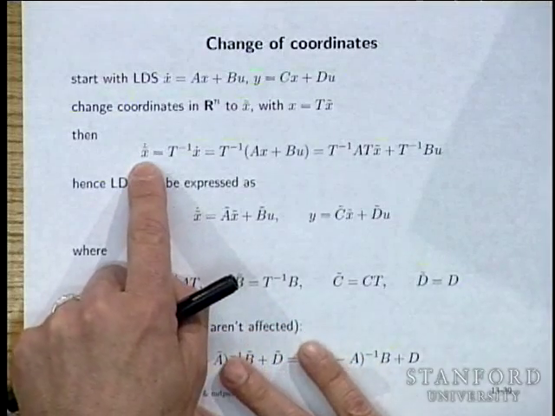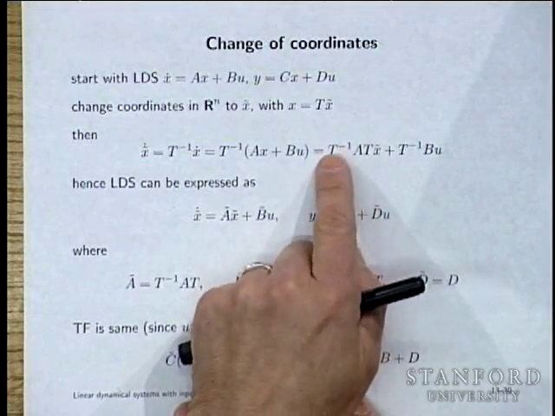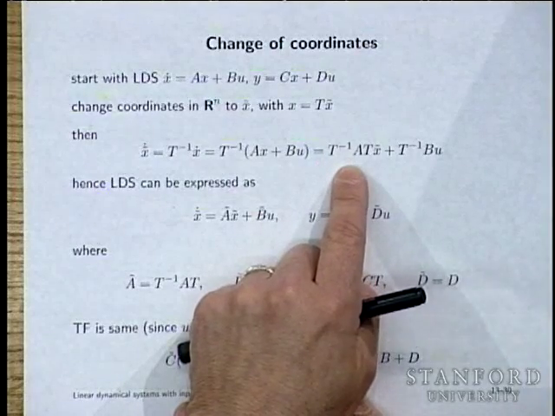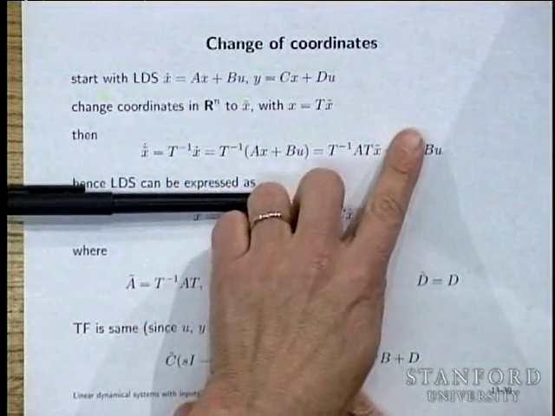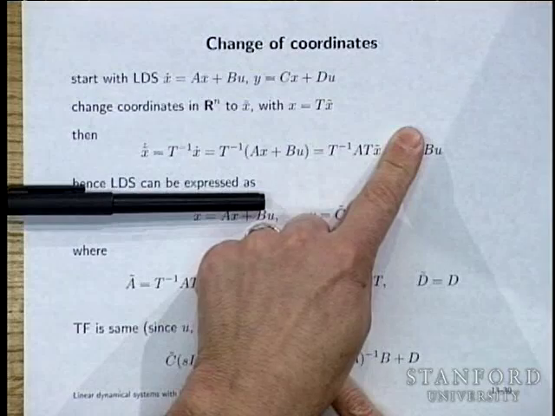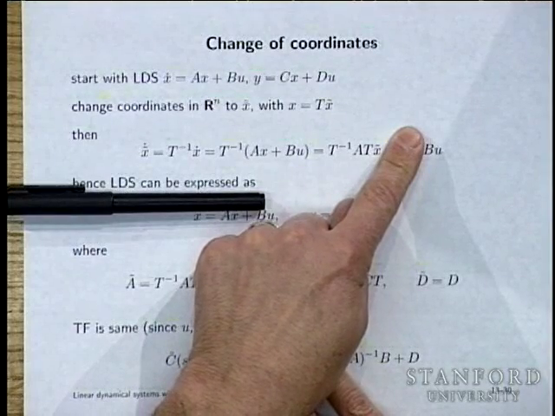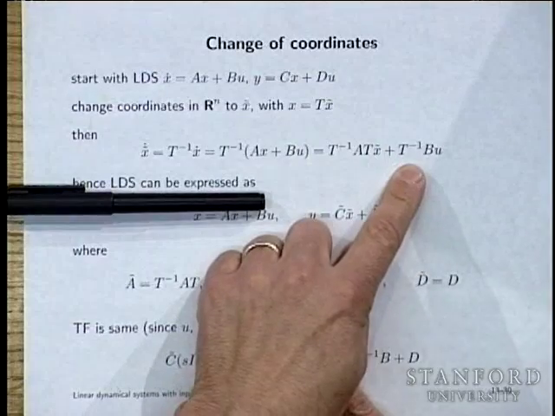Then you get x tilde dot, and you get your familiar term here. That's T inverse A T, the similarity transform, times x tilde, plus T inverse B u. That makes perfect sense because B u was the effect on the state derivative in the original coordinates, and that's what it is in the new coordinates.